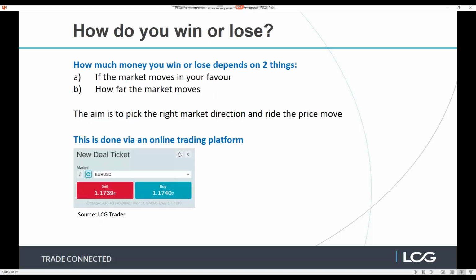So the all-important question: how do you win or lose when you're trading Forex? There's basically two factors. A, you want the market to move in your favor. So if you're buying pounds, you obviously want the value of the pound to rise. If you're selling the pound, you want the value of the pound to drop. And B, just how far it moves. This is not just a one-way bet. You can be a little bit right or you can be very right. You can be a little bit wrong, you can be very wrong, depending on how far you let the market move for and against you. But obviously the overall aim is to pick the right direction and ride that price move for as long as you can. And you can do that all via an online trading platform, either on your computer or your phone, and it's all very easy to do. We'll give an example of it at the end of the presentation.